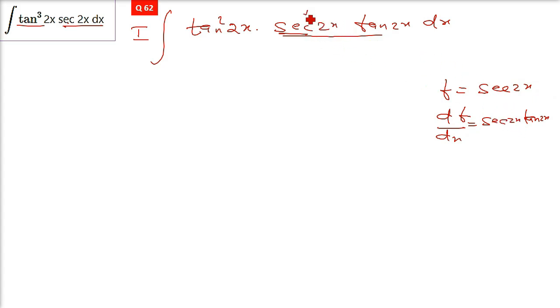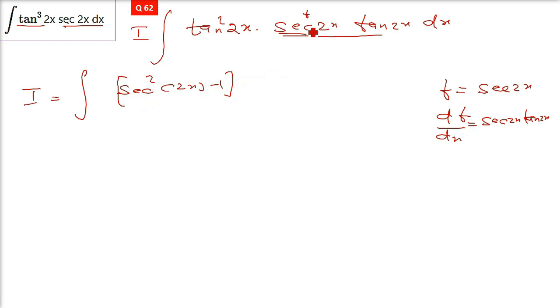Okay, so sec x tan x will be equal to dt by dx. But your question will be, if you take sec x tan x dx as dt, then how can you write sec 2x? We can write it, because you have already taken sec 2x with tan 2x. So this tan square 2x can be written as sec square 2x minus 1.